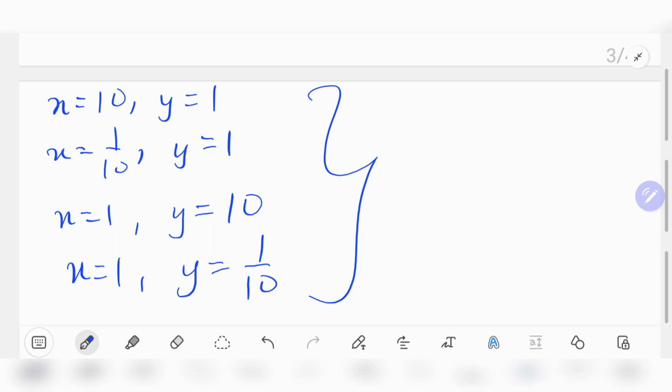So, 4 different solutions for this question. X is equal to 10, y equals 1. X equals 1 out of 10, y is still 1. When x equals 1, y is 10. And then when x is equal to 1 again, y is 1 out of 10. So these are the 4 solutions to our logarithmic equation.